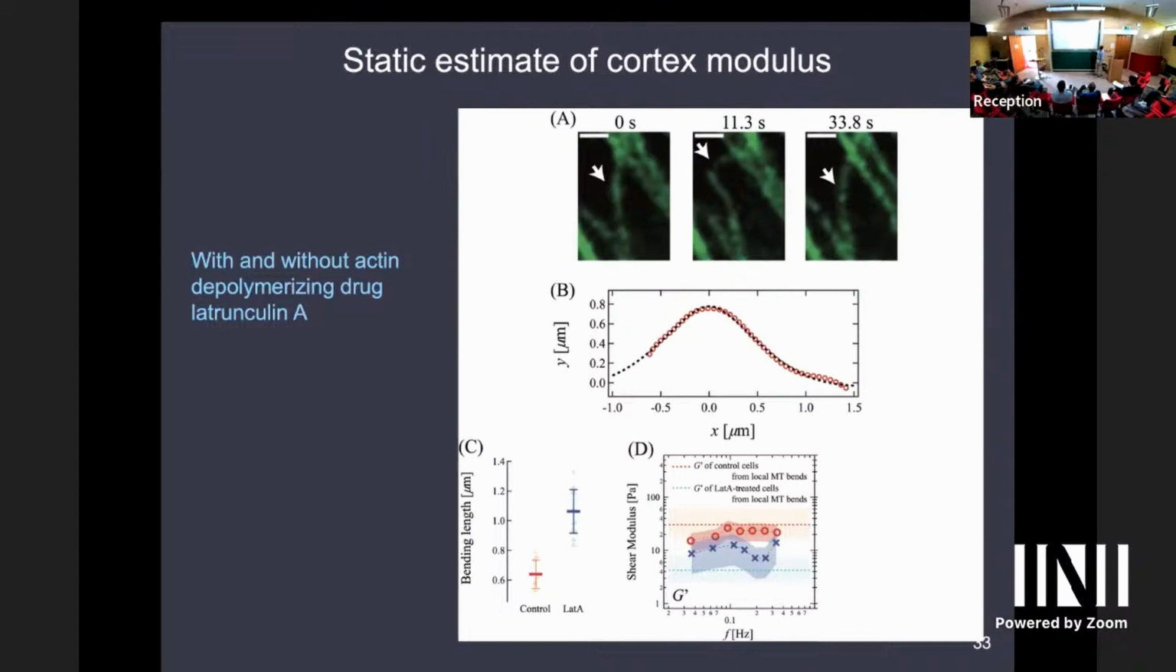And we also did this, or Tango did that, after basically destroying the actin. So you can put drugs in that more or less depolymerize the actin, like latrunculin A in this case. And when you depolymerize the actin, probably not completely, but partially, you see a steep drop of the G prime, which is of course what you expect. So the bending length gets quite a bit larger, and the corresponding G prime gets quite a bit lower. So it was kind of a sanity check.